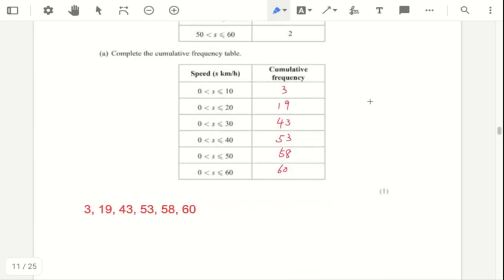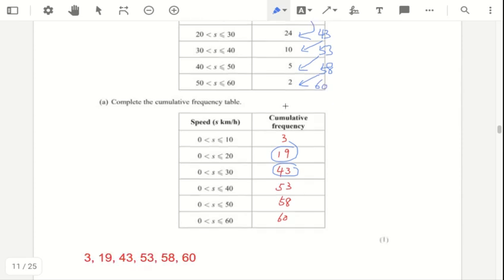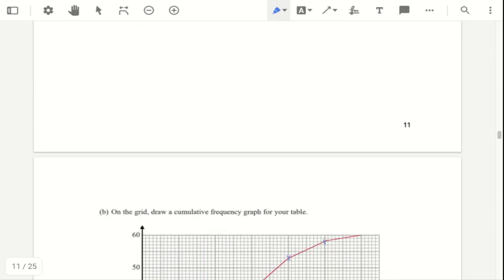Okay. So how do we do it? 3 plus 16, so we get 19. Okay. 19 plus 24, we get 43. 43 plus 10, we get 53. 53 plus 5, we get 58. 58 plus 2, 60. Okay. So that's how we get this table here. All right. Okay. Let's go to our next question here.